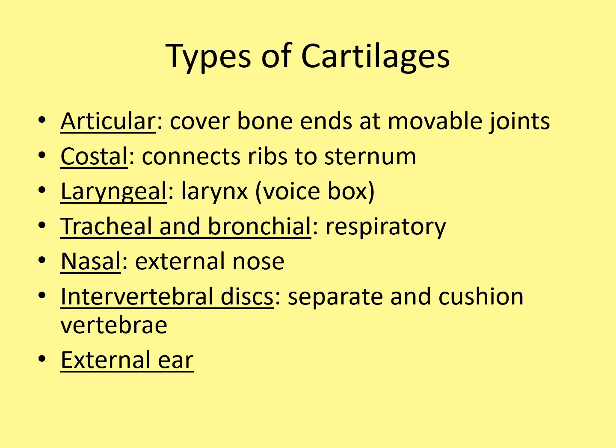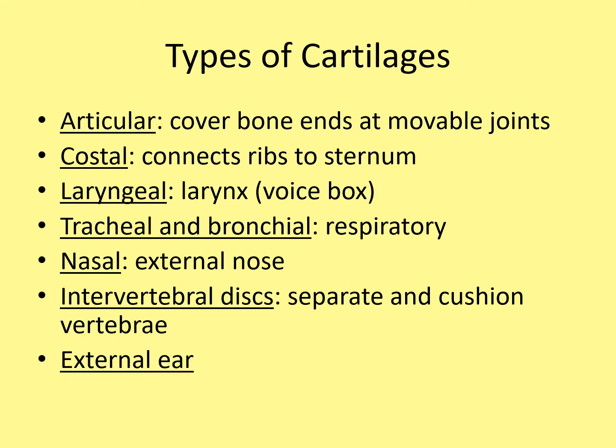In terms of the types of cartilage, you do see several different types and locations of them. Articular cartilage is the cartilage covering the end of the bones at movable joints. Costal refers to ribs, so that is the cartilage attaching the ribs to the sternum. And then you have laryngeal, which is in the larynx, and nasal with the nose. Both the tracheal and bronchial cartilages are with the respiratory system.